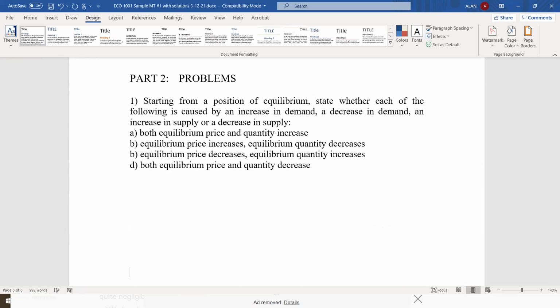Now, starting from a position of equilibrium, state whether each of the following is caused by an increase in demand, a decrease in demand, an increase in supply, or a decrease in supply. All right, well, you know what? Again, this is one of those cases where it doesn't say you must draw a diagram, but I think it's a terrific idea. So in the first case, both the price and quantity went up. So if you remember, let me just give you a little hint here.